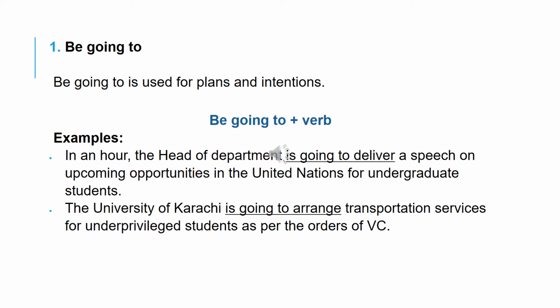Alright, so the first structure on our list is basically the be going to structure, and be going to is mainly used to talk about plans and intentions, and the other thing it is used for is to make predictions based on present evidence. The other thing that you have to keep in mind is that it is most commonly used in conversational English. Alright, so coming towards plans and intentions, these are basically the things that we intend to do.